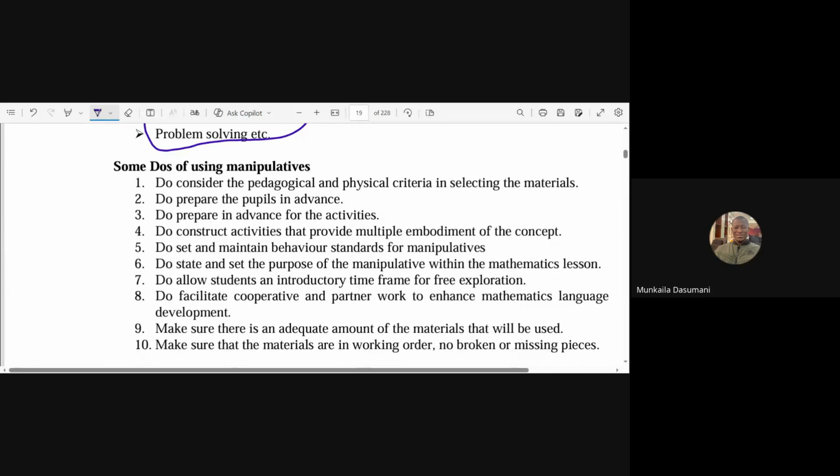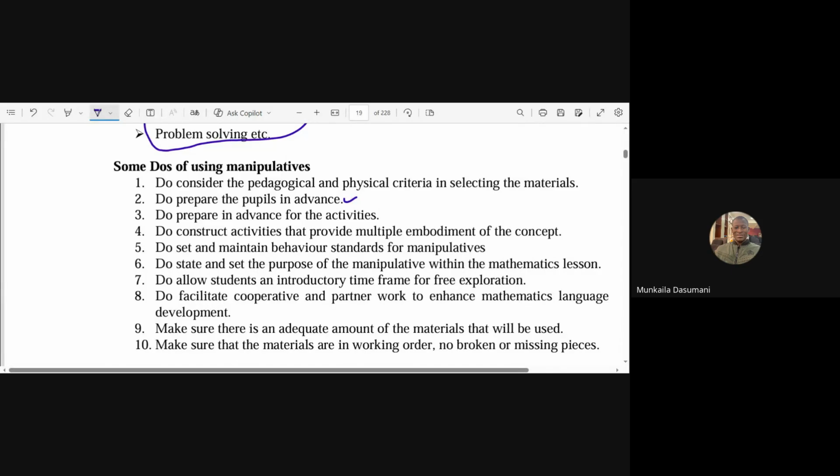Stephen. All right, so taking the second one: to prepare the pupils in advance. That's the do's. How can it prepare the pupils in advance? We have already talked about that, right? Let me read here because we already talked about that.